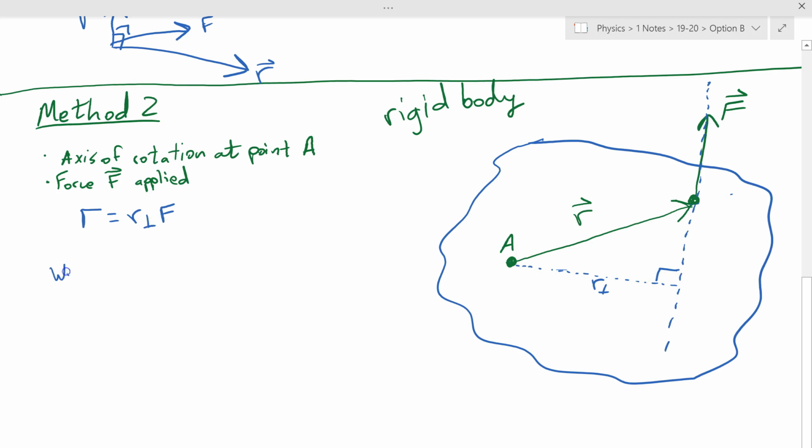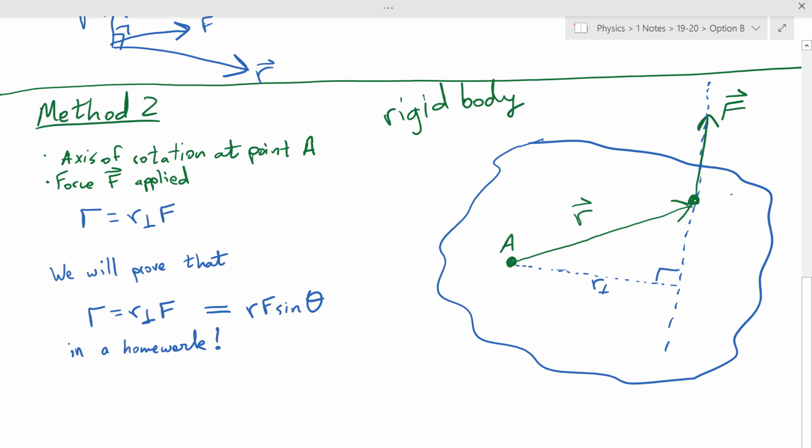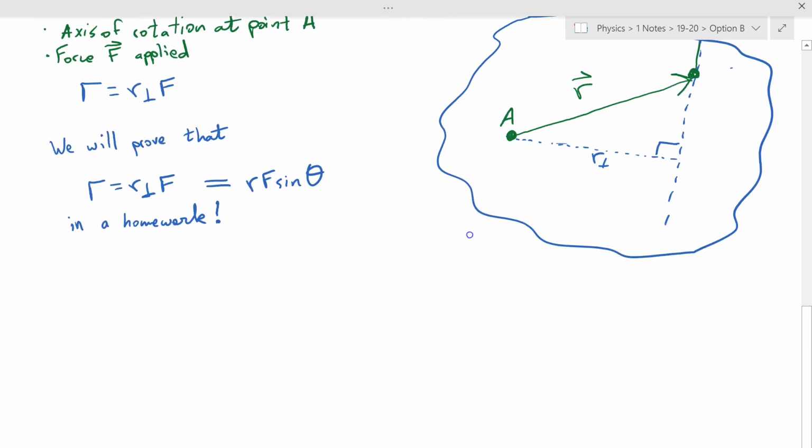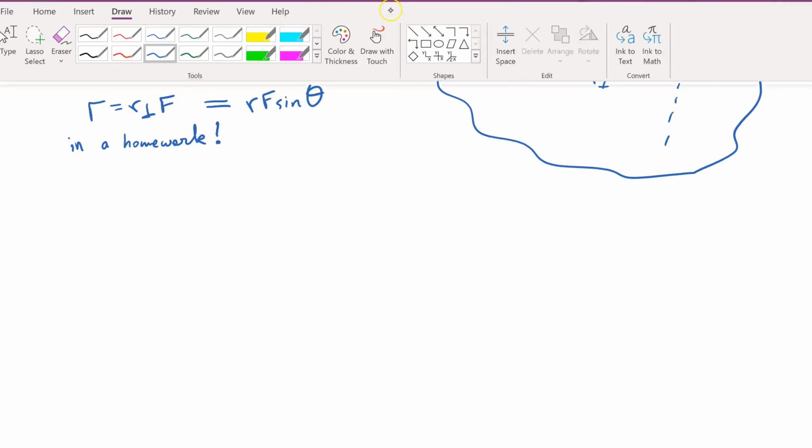And we will prove that this method is equivalent to R F sine theta in a homework. It's just some right triangles, really. But if they weren't equivalent, then we couldn't use it. Okay. Method 3.